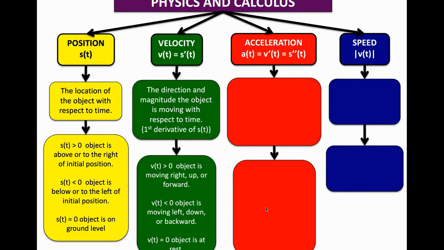The red branch is all about acceleration. Acceleration is actually, look at this, the derivative of velocity. But wait a minute, velocity is the derivative of position. That means acceleration is the second derivative of your position function.